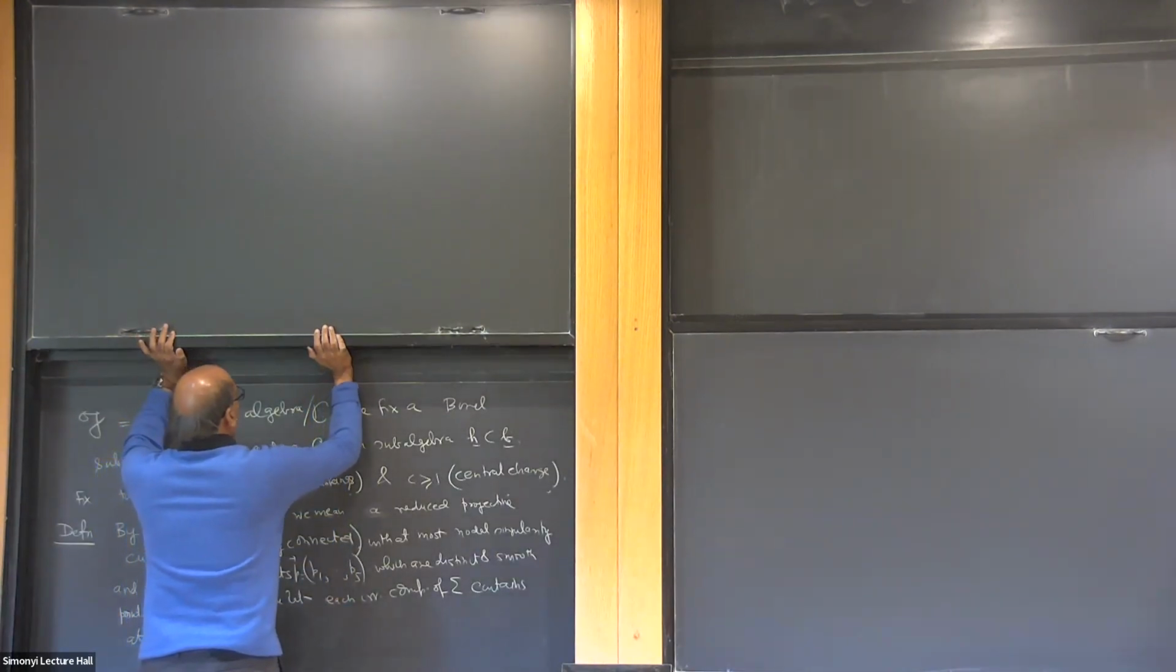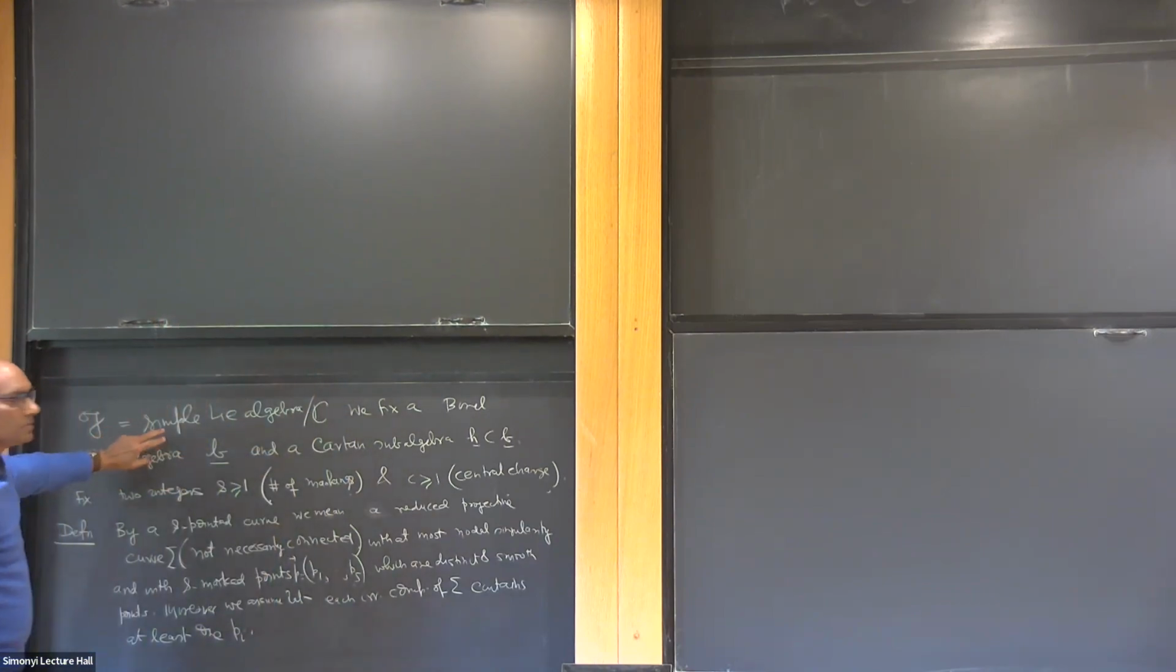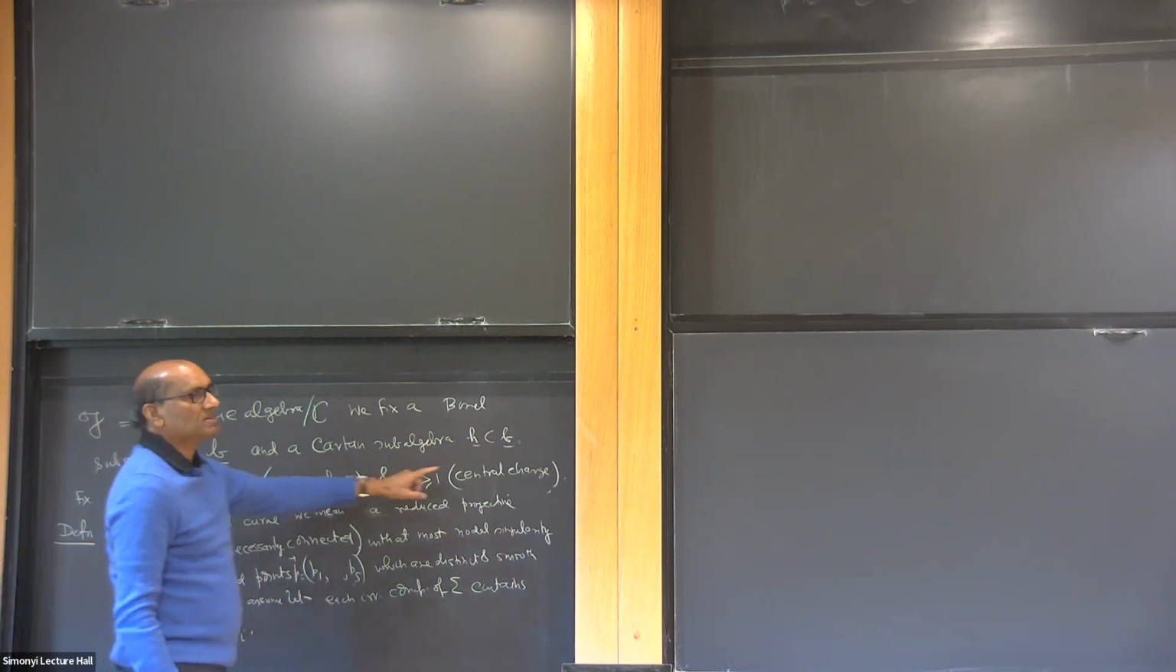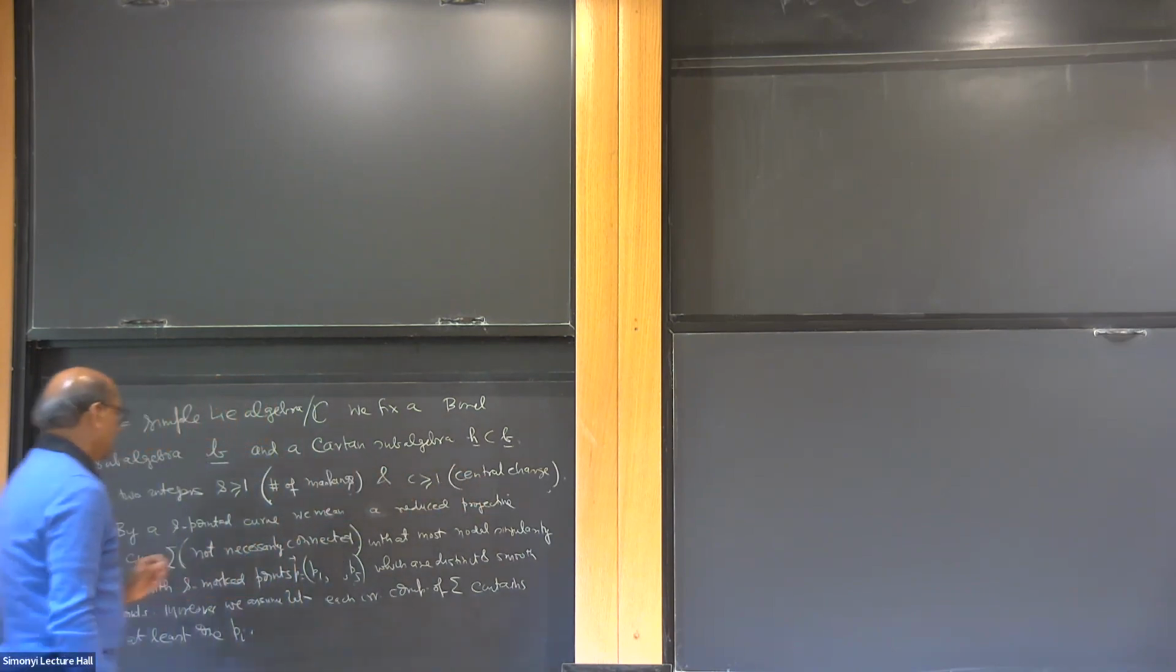Just to recall some notation from the last time. I'm going to take a simple Lie algebra over the complex numbers. We fix a Borel and a Cartan. And now I'm going to fix two integers as we did last time. S will be the number of markings and C will be the central charge. These are both positive integers.